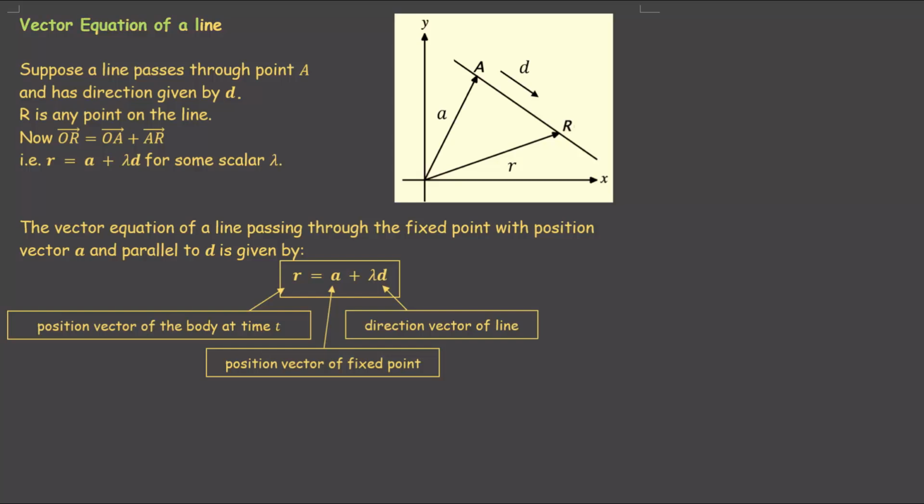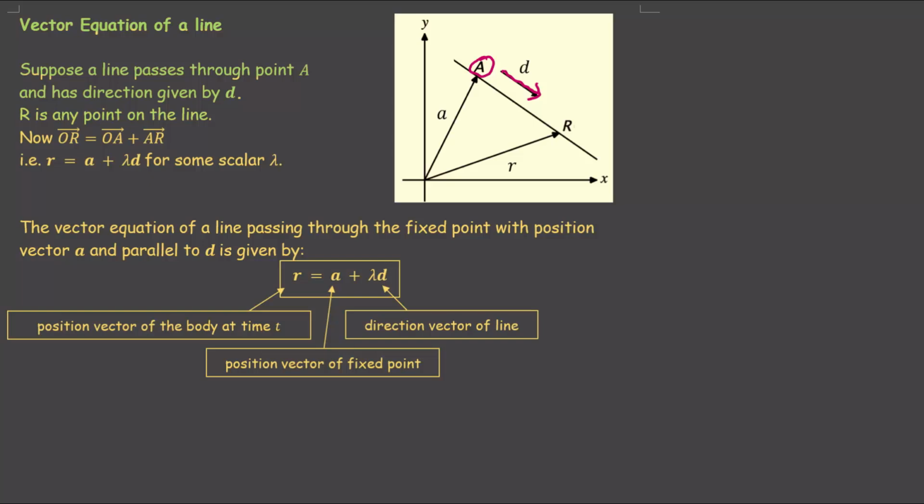Vector equation of a line. Suppose a line passes through point A and has direction given by D. We can see that in the diagram. So A is a fixed point that we know is on the line, and D is the direction in which the line is going.